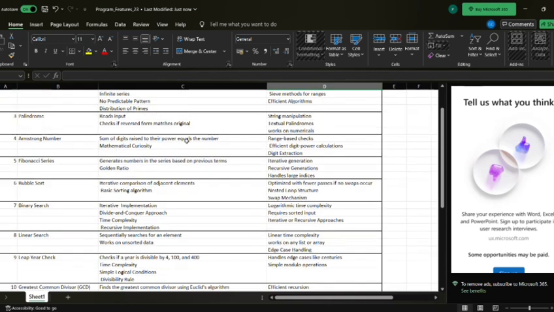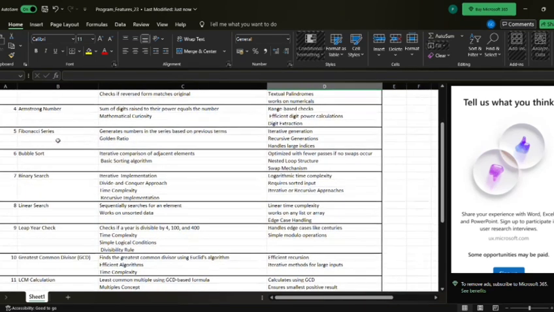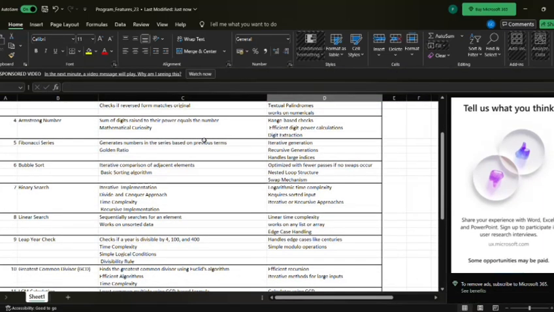4. Armstrong number: sum of digits raised to their power equals the number. This is the defining property of an Armstrong number, also known as a narcissistic number. Digit extraction: calculating an Armstrong number requires extracting individual digits from the number and performing operations on them.